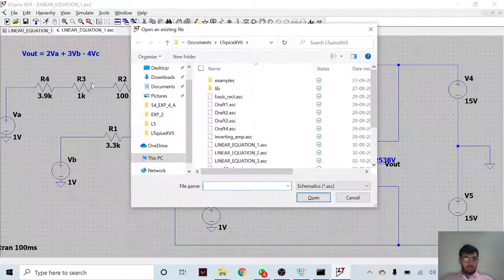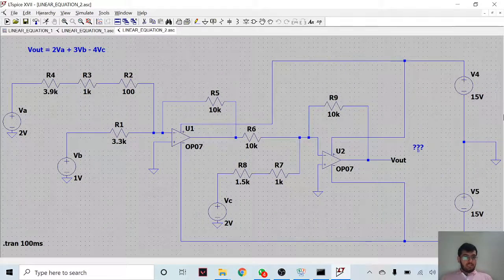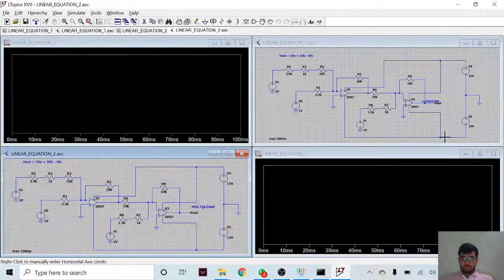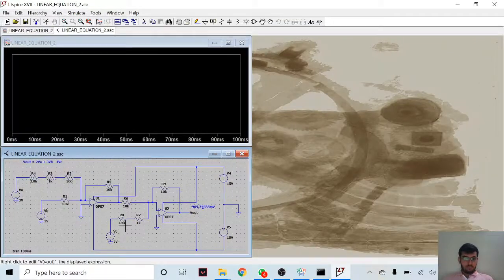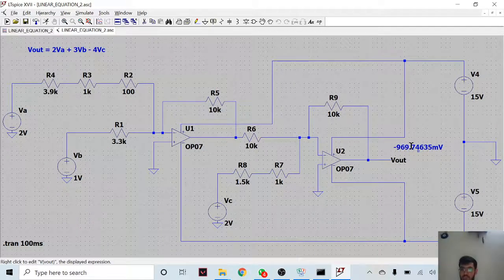Now opening the linear equation second. The circuitry remains the same, only the changes we have made is the voltage supplied to VA, VB and VC. VA will be getting 2 volts, VB 1 volt and VC 2 volts. We'll go ahead and simulate it. As here we can see, we'll be getting negative value, minus 9.9674 millivolts.